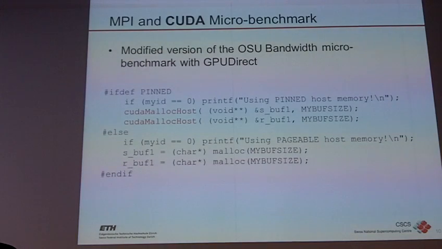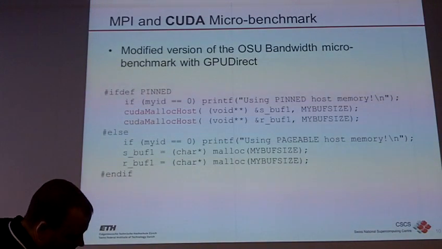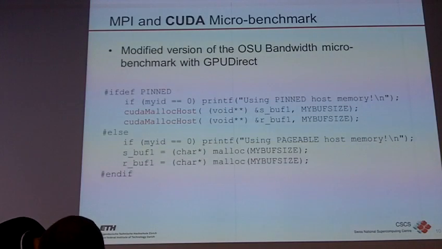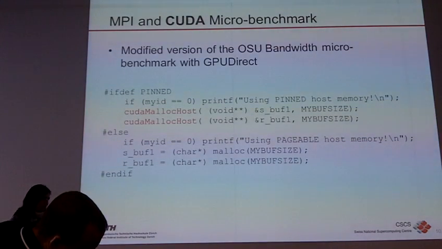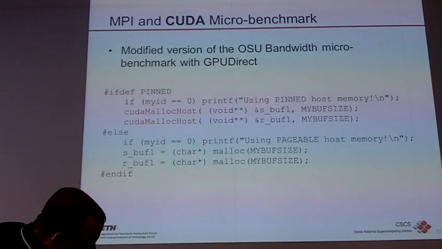The way this benchmark is written right now, we are not really sending anything down to the GPU for any computation. Essentially, what we are saying is we are going to use the pinned memory region for the GPU and for MPI communication. So it's really as simple as that if you are using CUDA.